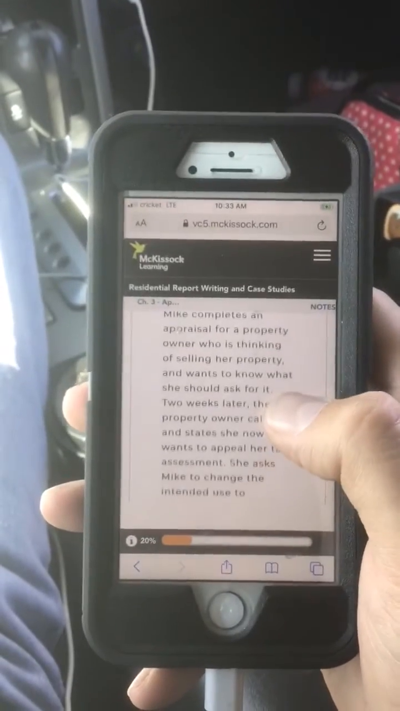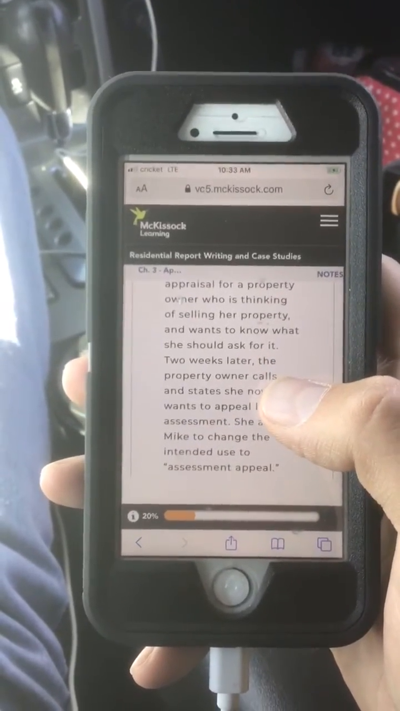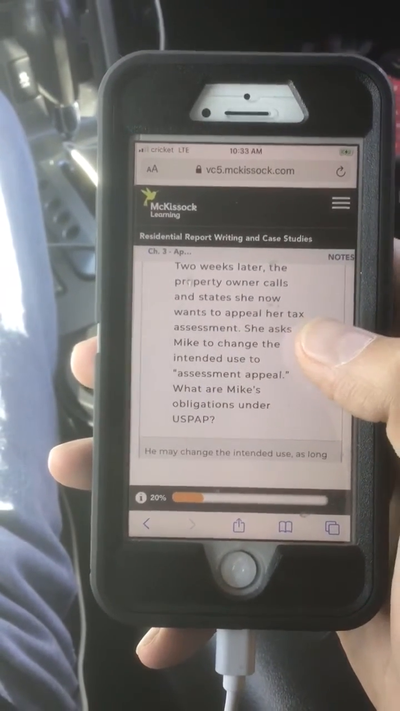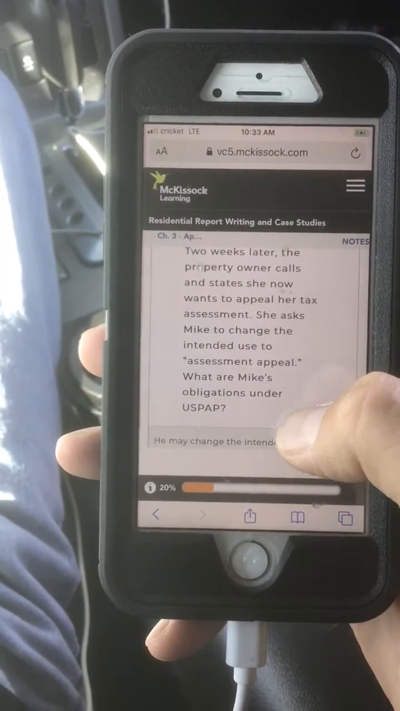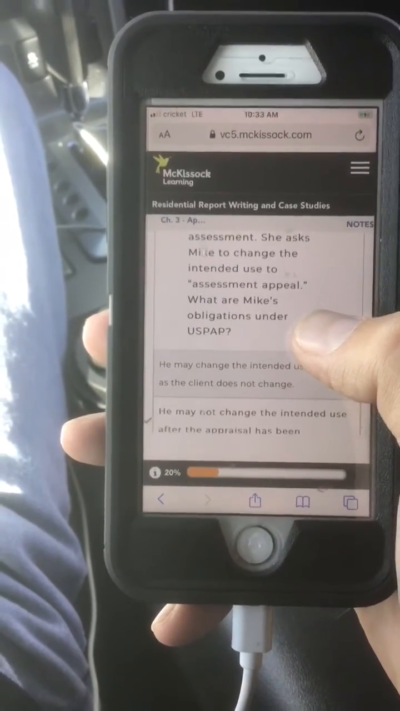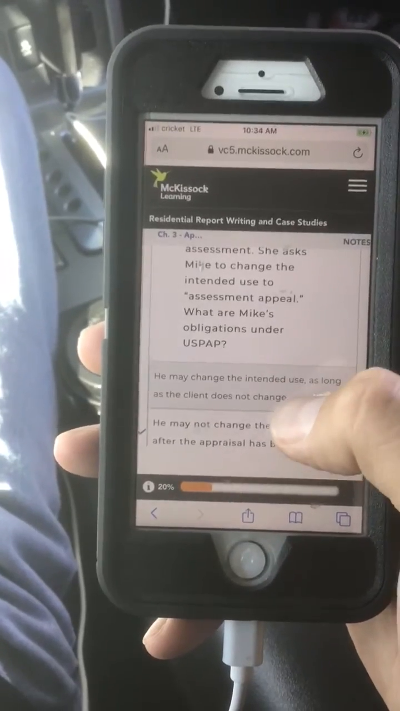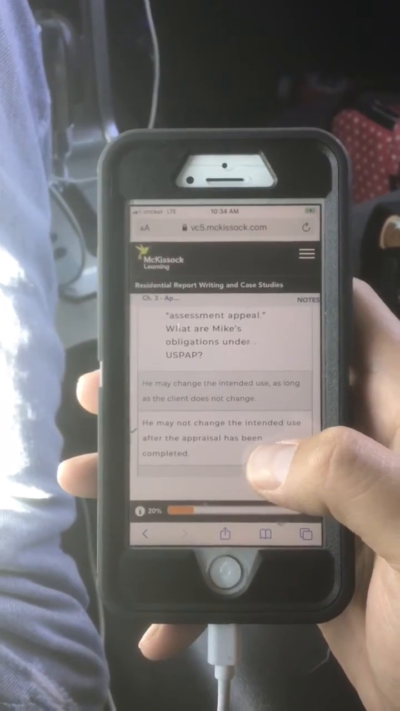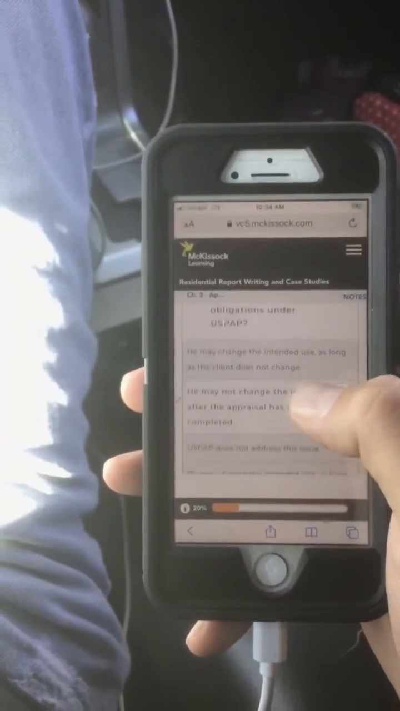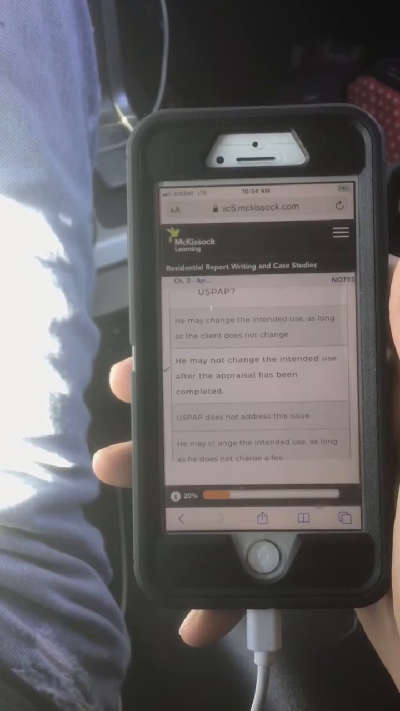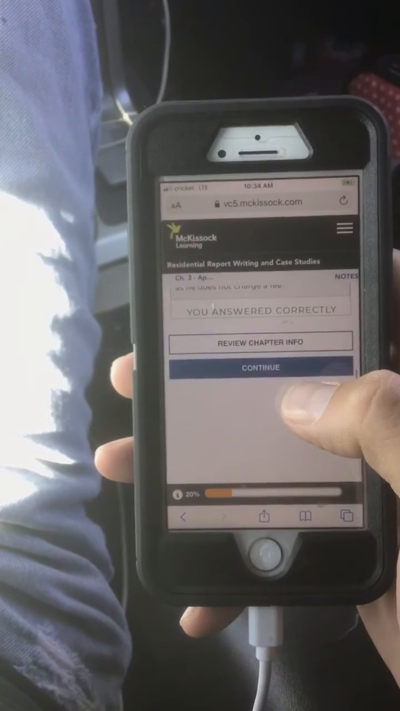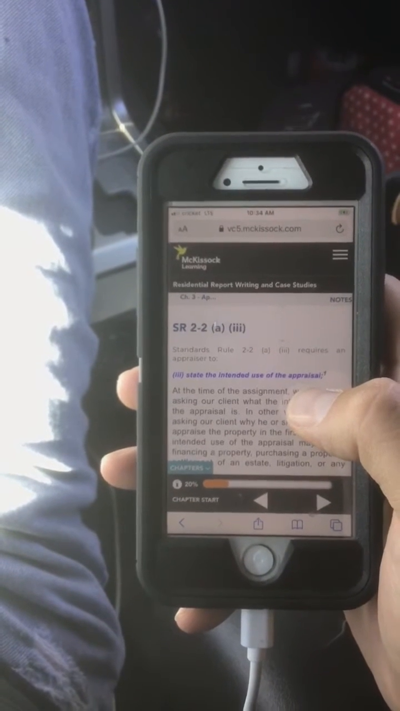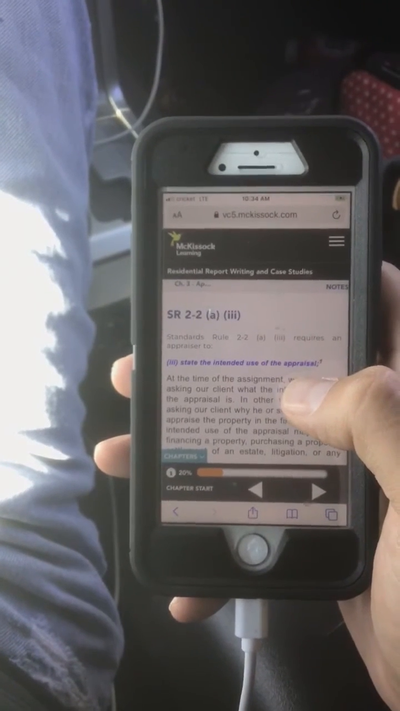Mike completes an appraisal for a property owner who is thinking of selling her property and wants to know what she should ask for it. Two weeks later, the property owner calls and states she now wants to appeal her tax assessment. She asks Mike to change the intended use to assessment appeal. What are Mike's obligations under USPAP? I said he may not change the intended use after the appraisal has been completed, and that is correct. Standards Rule 2-2A, Roman numeral 3.